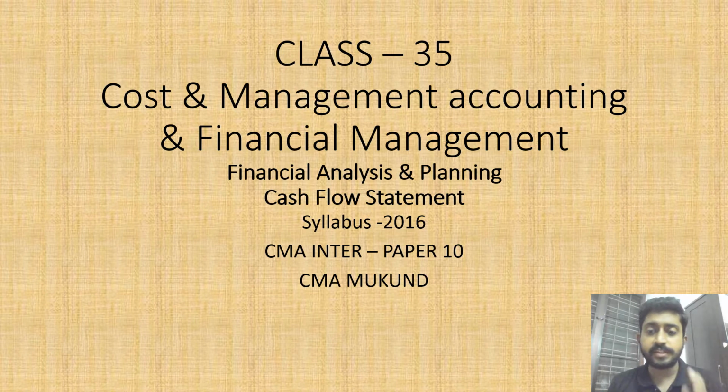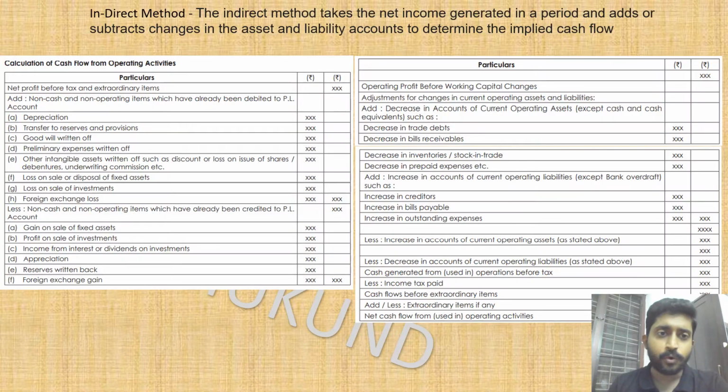In the last session we discussed the direct method of the cash flow statement, and now we are going to discuss the indirect method. Now let's go on to our format, how this indirect method will work. Okay, so the indirect method takes the net income generated for the period, which means the P&L balance for that period, and adds or subtracts the asset and liability accounts to determine the implied cash flow.